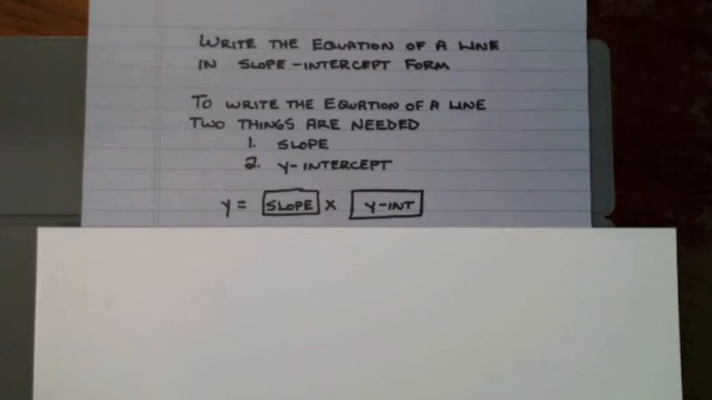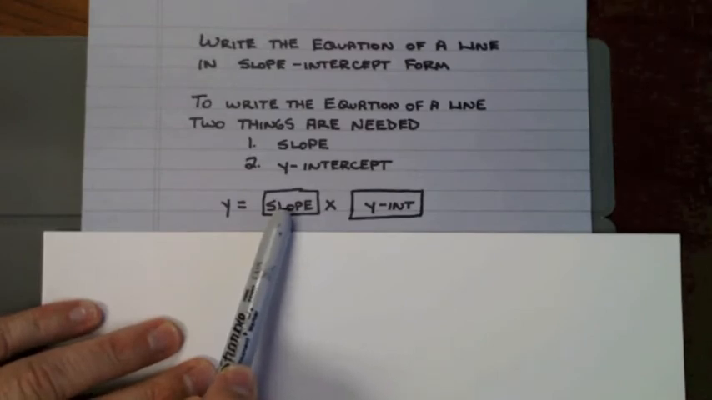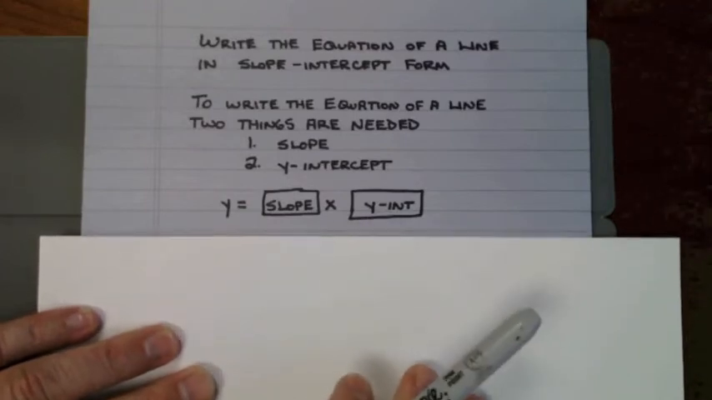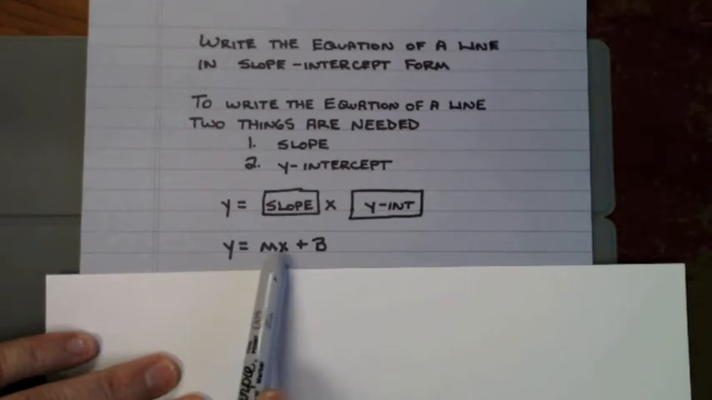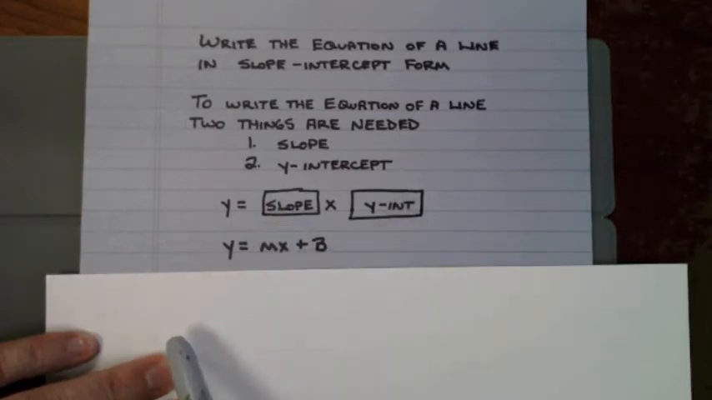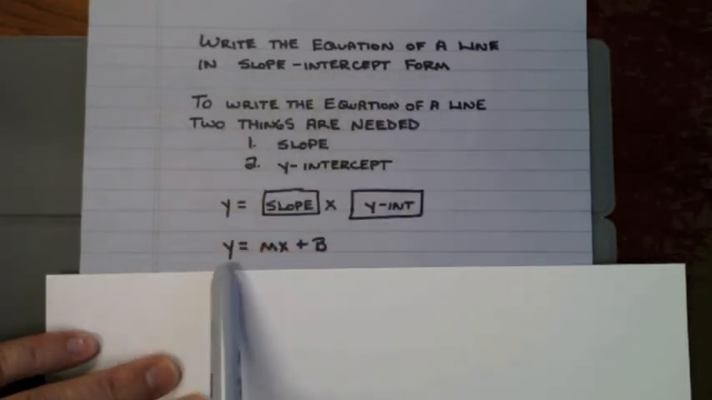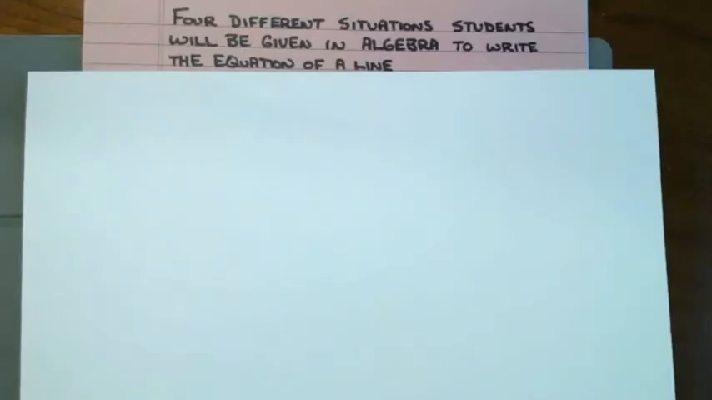Remember, these equations of lines start off with y is equal to whatever the slope is, you put it in this spot right here. Whatever the y-intercept is, you put it in this spot right here. This formula is usually written like this: y is equal to mx plus b, where the m stands for the slope and the b stands for the y-intercept. A lot of times when they say slope-intercept form, this is the formula they mean.